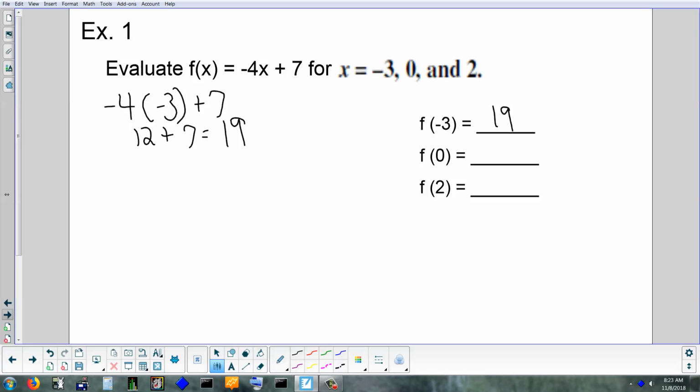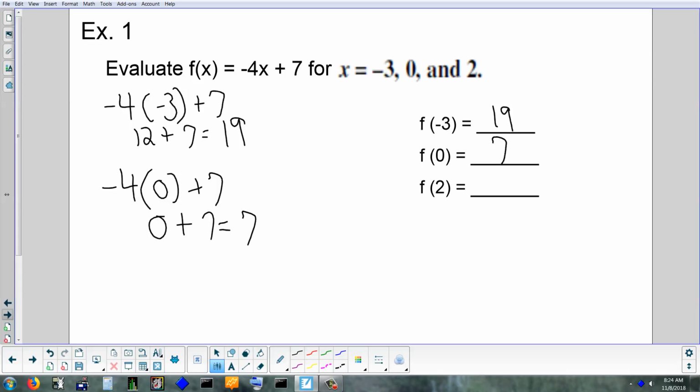What's the second one? Allie? Would it be like negative 4 times 0 plus 7? Plus 7, right? That's what it's telling me to plug in for the second one. All right. So negative 4 times 0? 0. 0 plus 7. Where do I write my answer? Allie? f of 0 equals 7. Again, when I plug in 0 for x, I get 7.